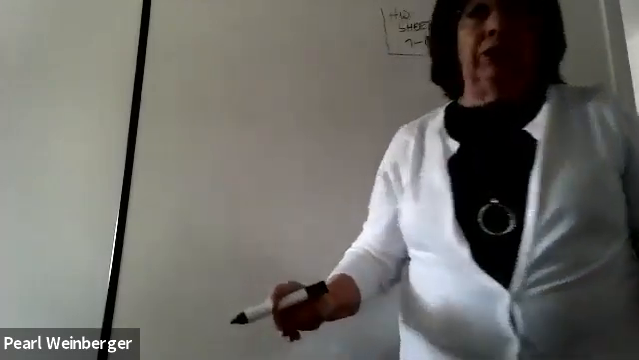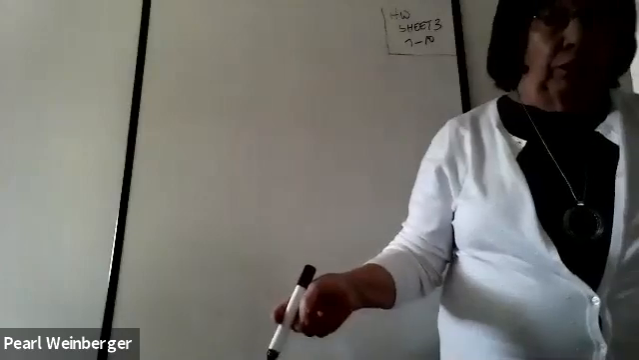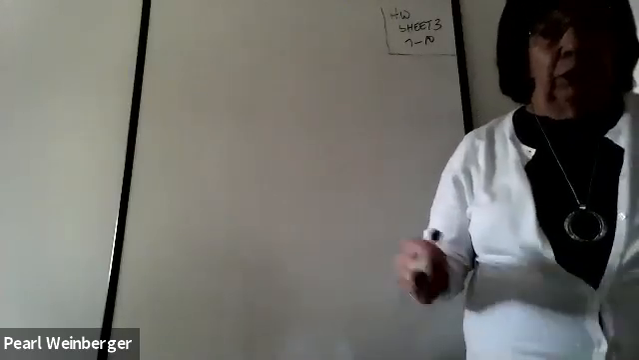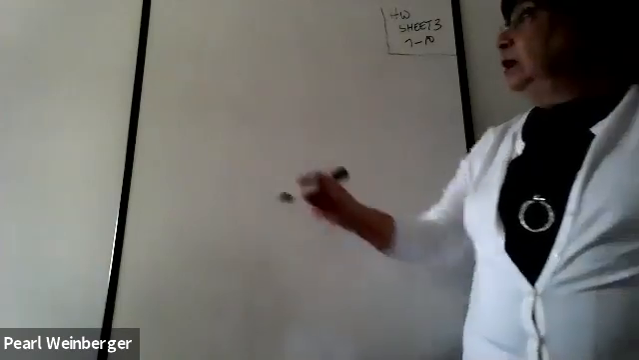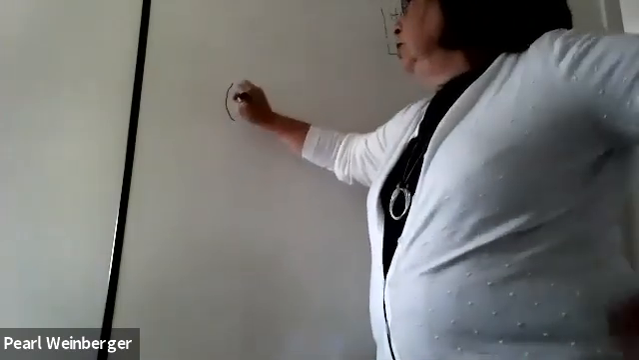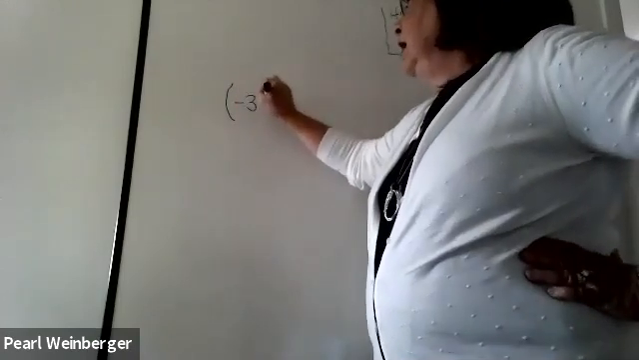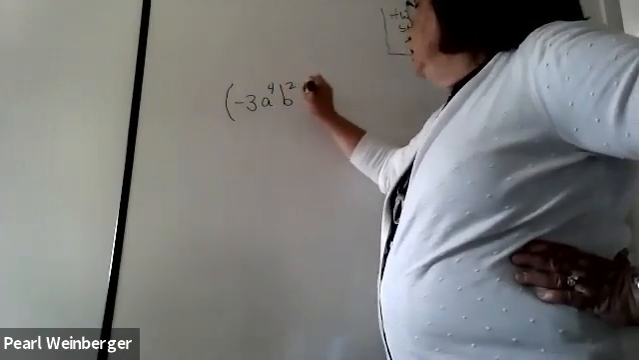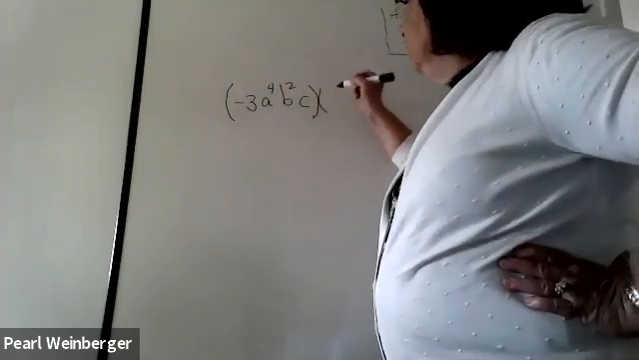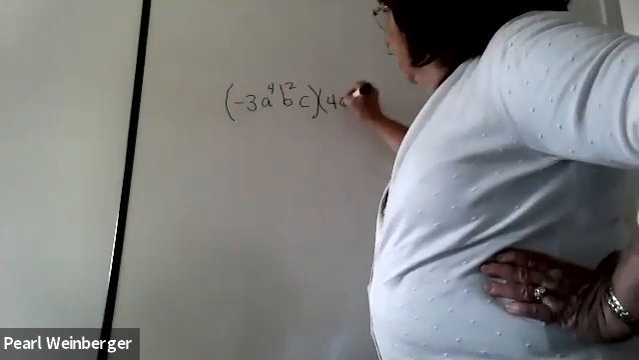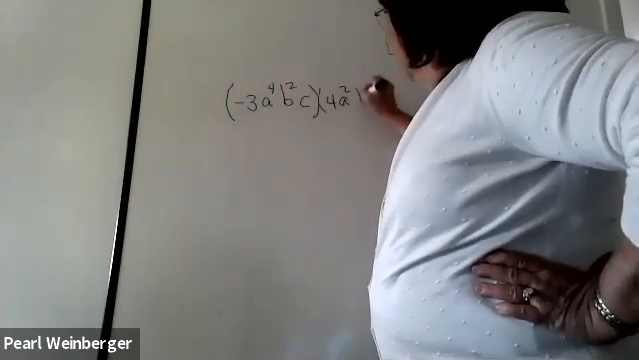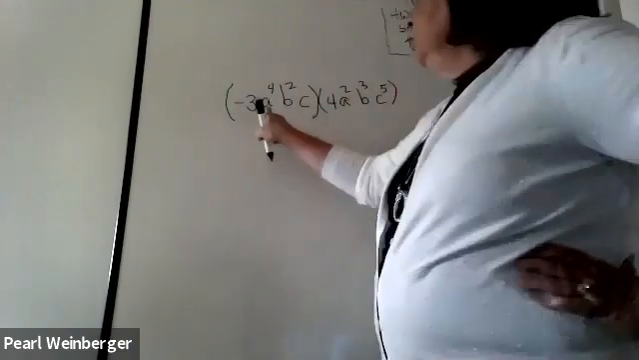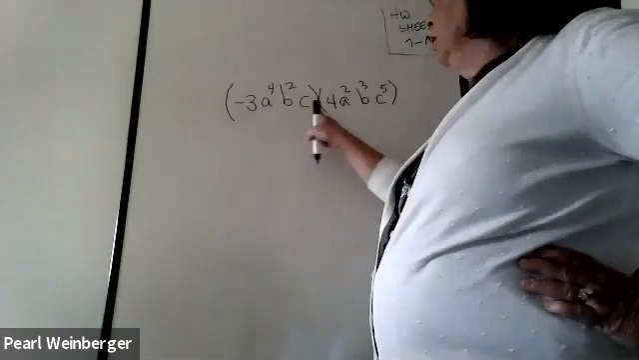We're going to talk about multiplying monomials, and then we're going to talk about how we multiply a monomial and a polynomial. So let's say I have these two monomials: negative 3a to the fourth b squared c, times 4a squared b cubed c to the fifth. This is one monomial, this is another.